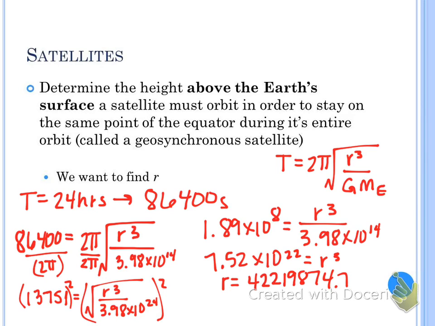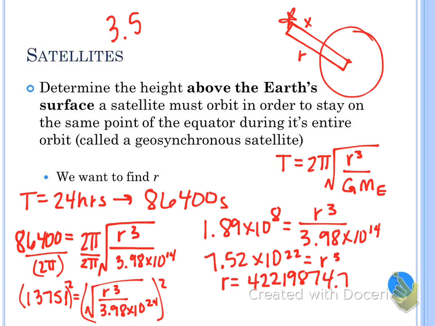Okay, this distance is from the center of the Earth to the satellite. So here's my satellite. This is the radius that I just solved for. I only want that distance. So now I take this number, 422, blah, blah, blah, and I subtract out the radius of the Earth. So minus 6.38 times 10 to the 6th, and I get a value of times 10 to the 7th.